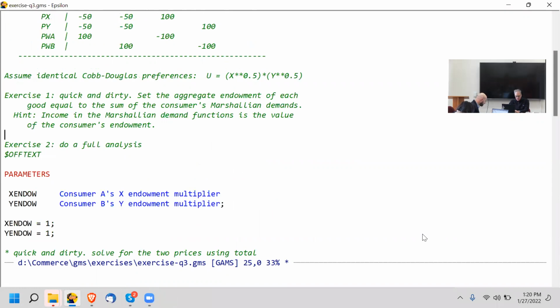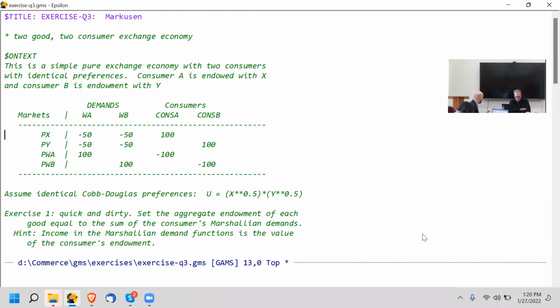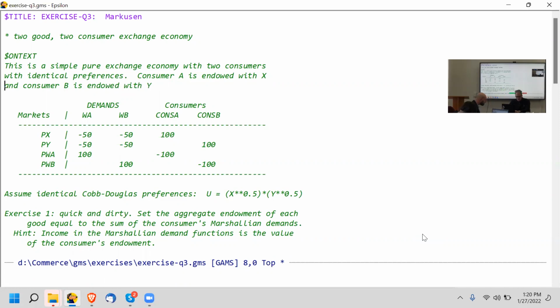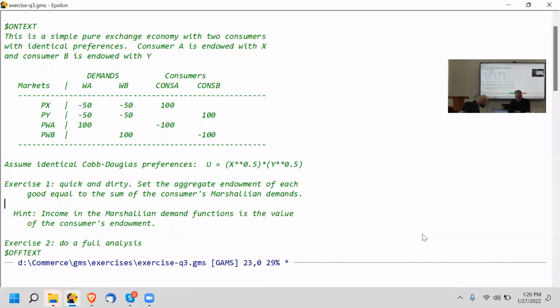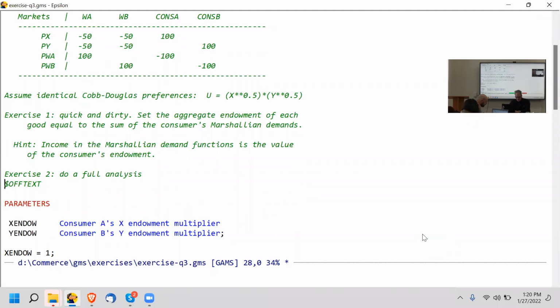This one is a simple pure exchange model with 2 consumers with identical preferences. A is endowed with X and B is endowed with Y. The aggregate endowment of each good is equal to the sum of the Marshallian demands. So exercise 1: set up the aggregate endowment of each good equal to the sum of the Marshallian demands.